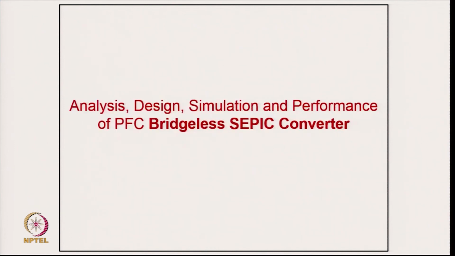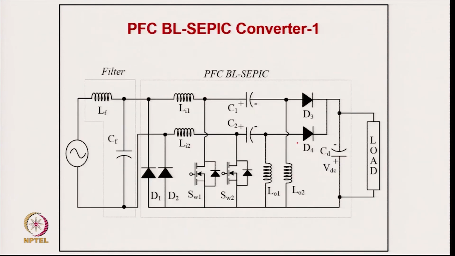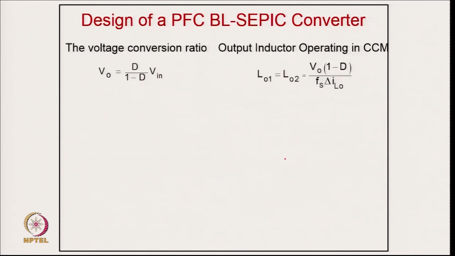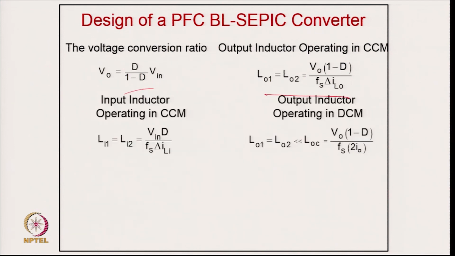So, coming to the analysis, design, simulation and performance of the bridgeless SEPIC converter. This is the bridgeless SEPIC converter, with the positive half cycle and negative half cycle, these are the two. This is with this inductor and capacitor for the positive half cycle, and this is for the negative half cycle, and these are the relations: the output voltage relation, the output inductors for positive and negative half cycle, then the input inductor for positive and negative half cycle, and then this is for critical mode, or you have to keep it for DCM less than that.